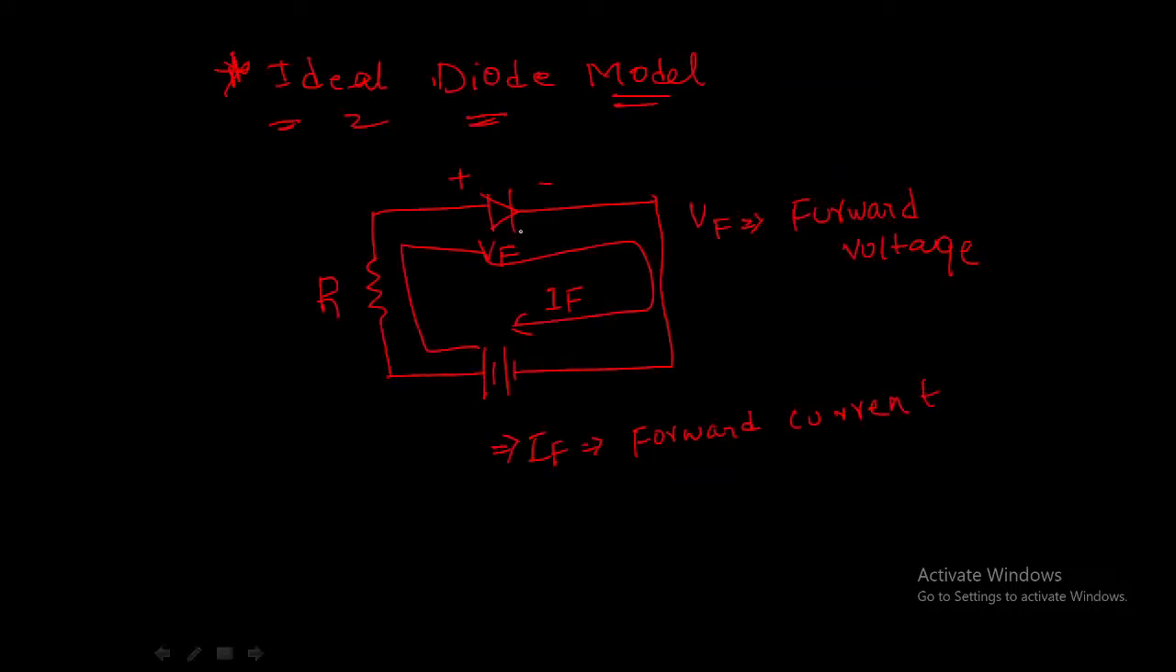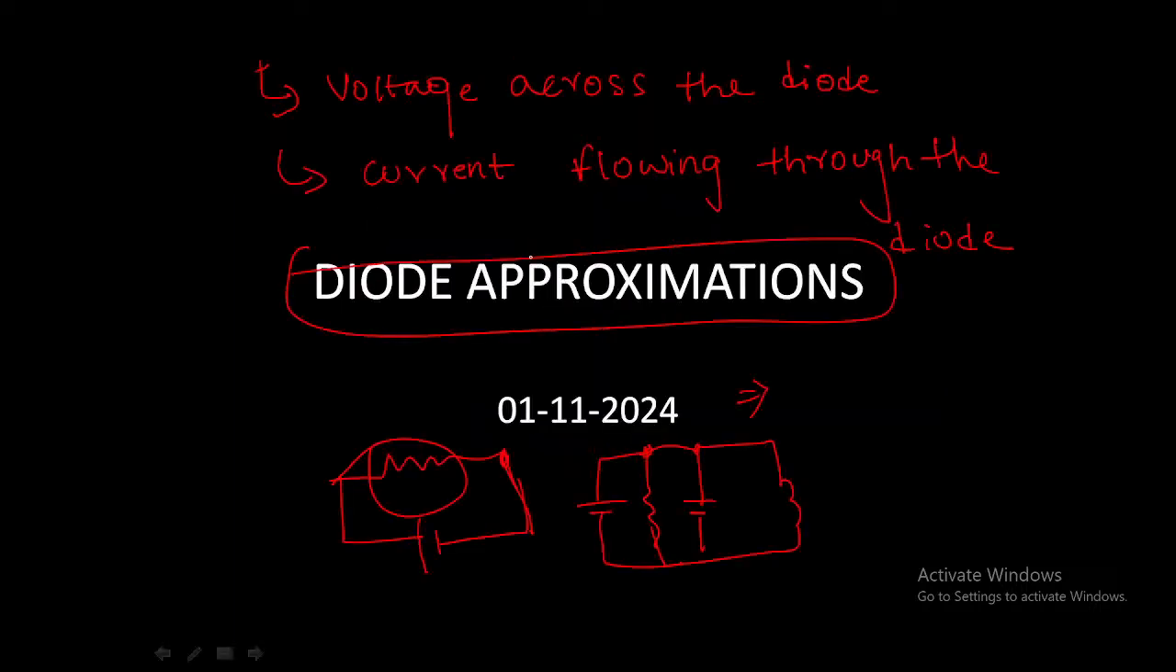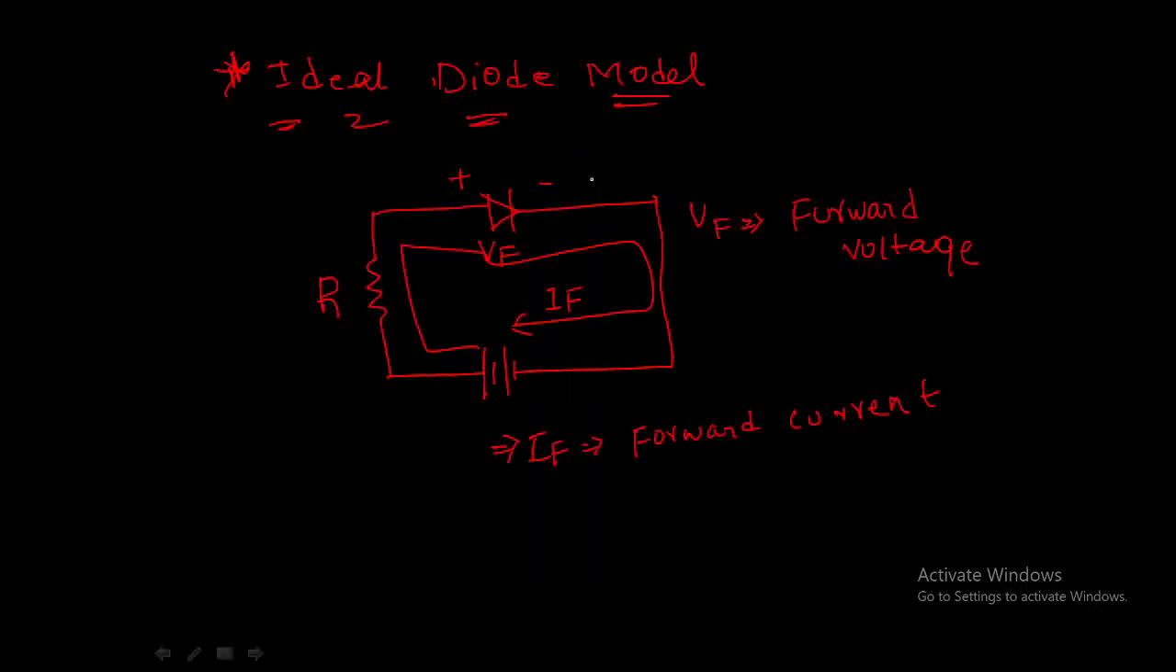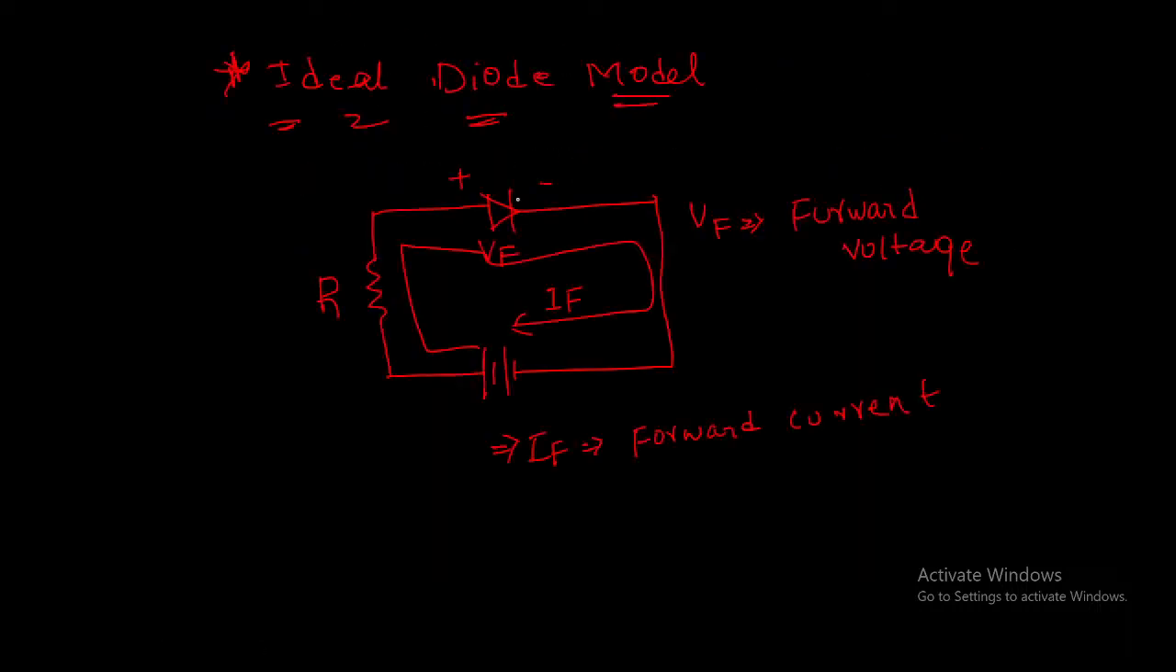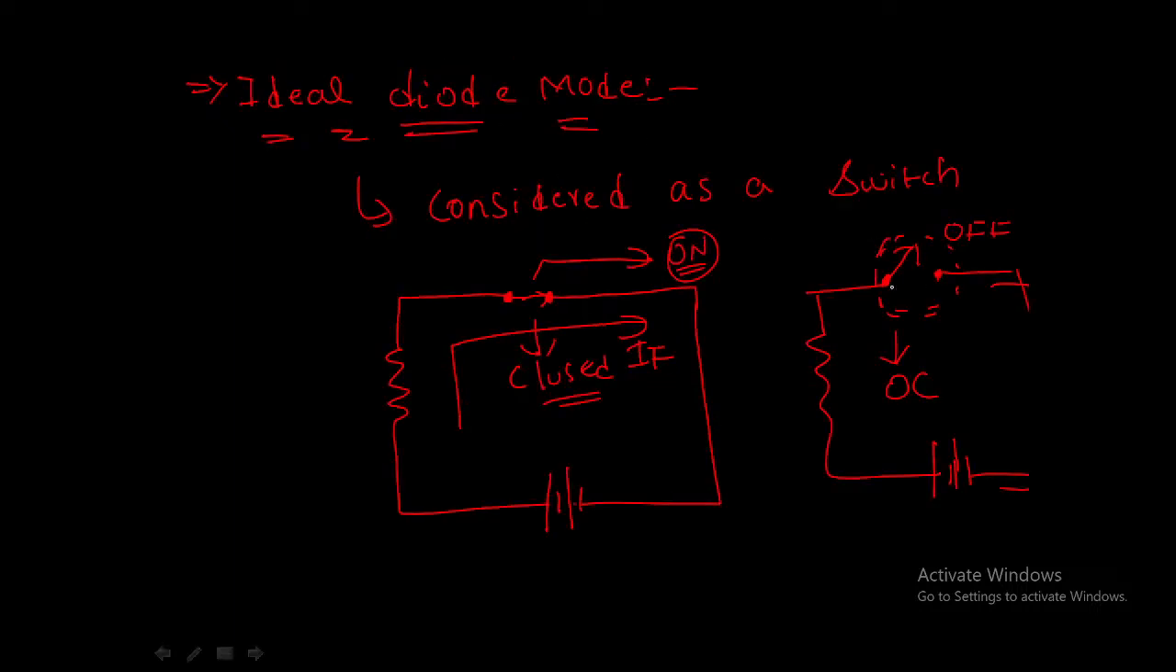But if we have a diode, then how do we find the voltage or current flowing through this diode? We should model it with some known models, right? How to model, we will see that. Okay, so in the case of the ideal diode model, we are considering the diode as a switch. If it is on, then it is a closed circuit, and if it is off, then it is an open circuit, right? I hope it is clear up to this point. Is it clear?